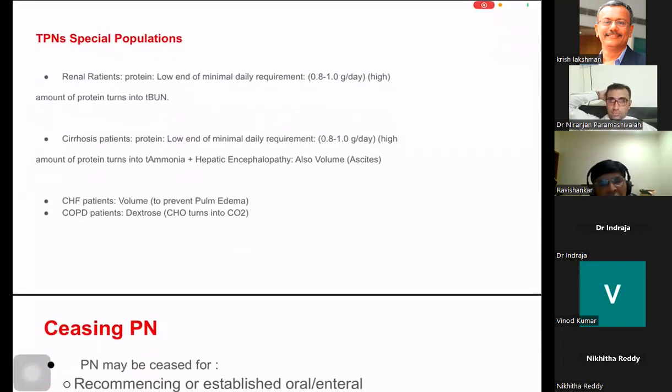In congestive heart failure, to prevent fluid overload, we provide high nutrient, low fluid TPNs. In COPD patients, because of dextrose, during the metabolism it produces excess CO2, and this CO2 leads to brain edema and compromise in the respiratory system. So we provide minimal dextrose and excess fats and proteins in COPD patients.